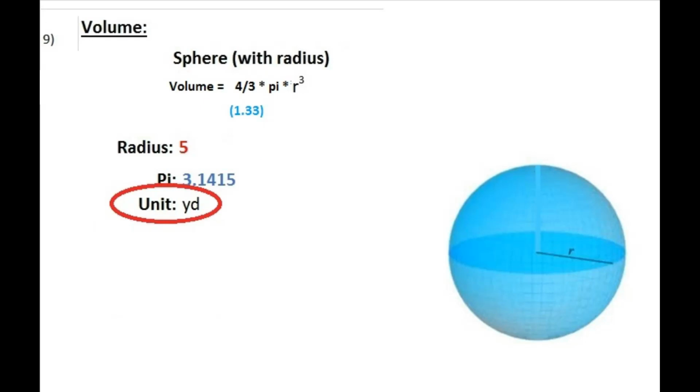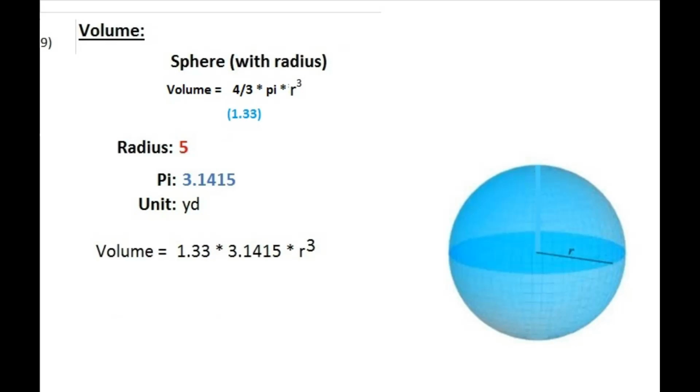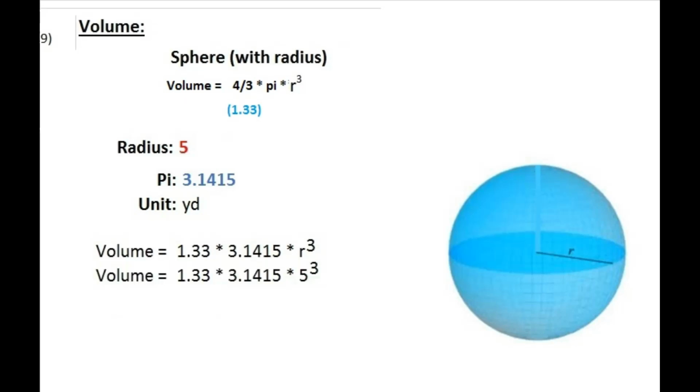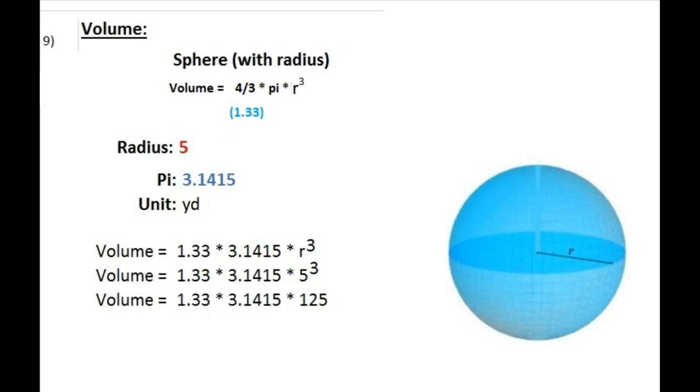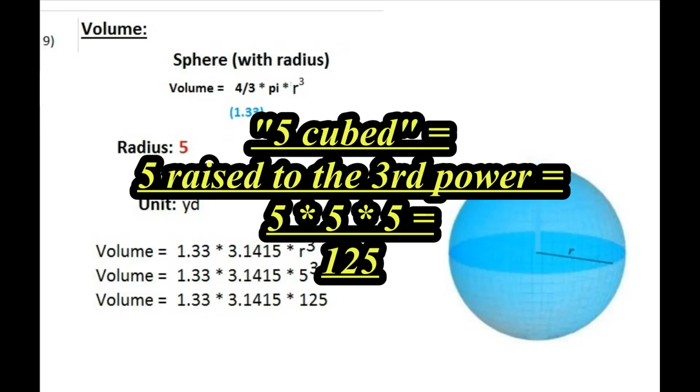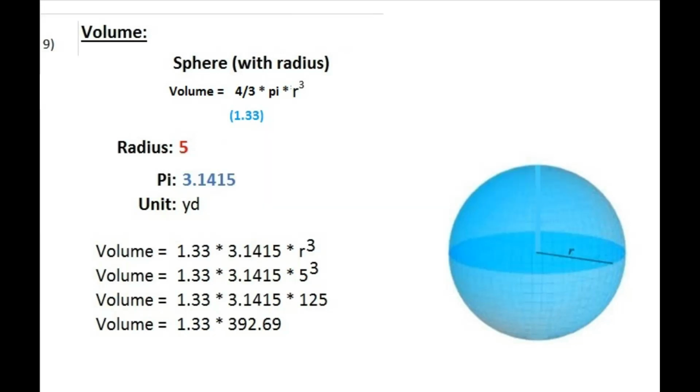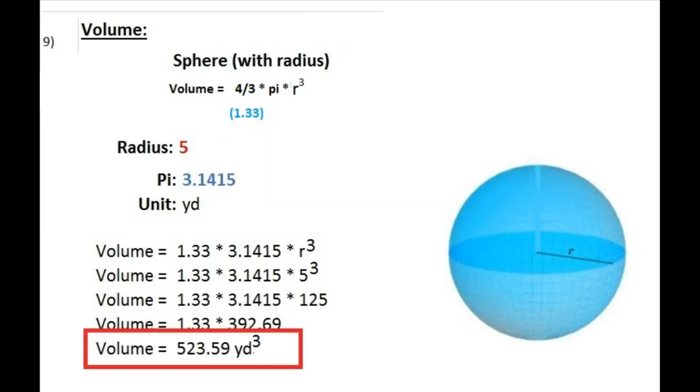So let's get started with solving this. We have 1.33 times pi times radius cubed, 1.33 times pi times 5 cubed, 1.33 times pi times 125, 1.33 times 392.69, and we end up with a final volume of 523.59 yards cubed. You can call that 523.6 if you like. So that is the first problem. And again, this is just plugging your number into the formula and following it all the way through.